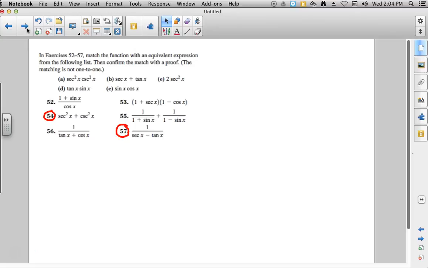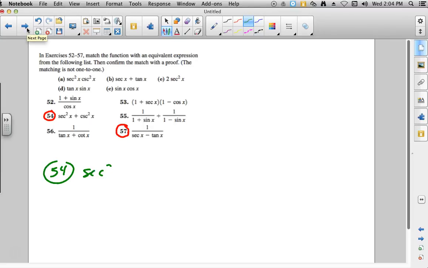Number 54 is the next one on your list, and it says match the function with an equivalent expression from the following list, then confirm the match with a proof. It says the matching is not 1-to-1. So if you're unsure about which one you should be trying to work your way towards with this, remember what we talked about in class, and that is if you graph it, they should end up one right on top of another, and that would help you figure out exactly where you're going to go.